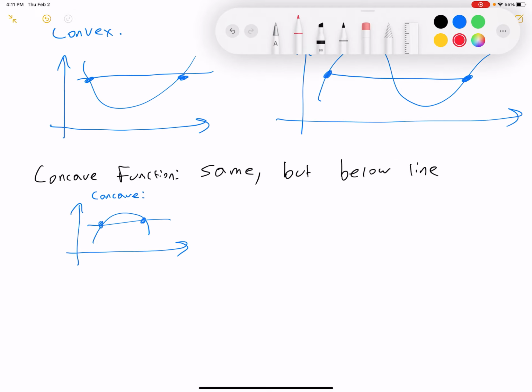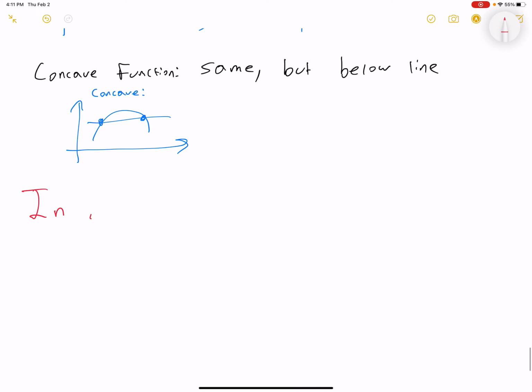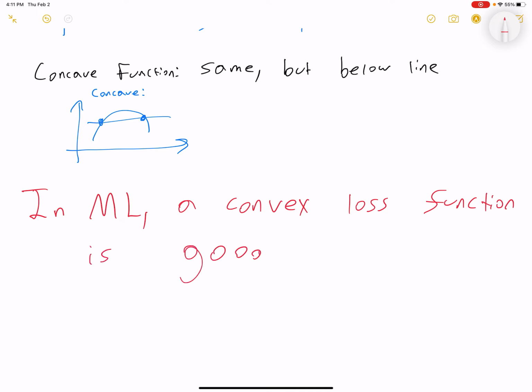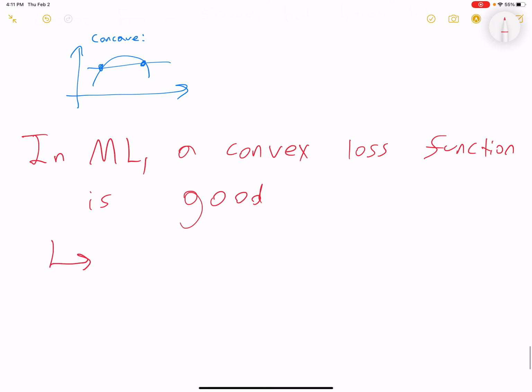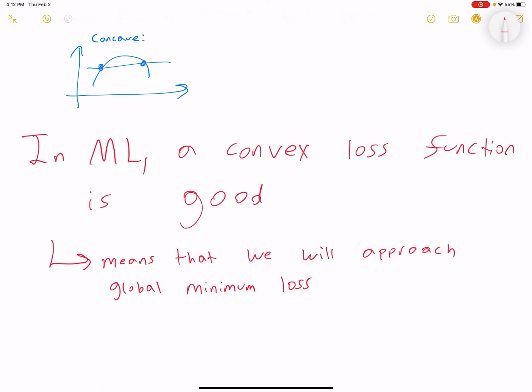So in machine learning, a convex loss function is good because it means that we will approach, I don't want to say find in case you're doing stochastic gradient descent, but it means we will approach the global minimum loss using gradient descent.